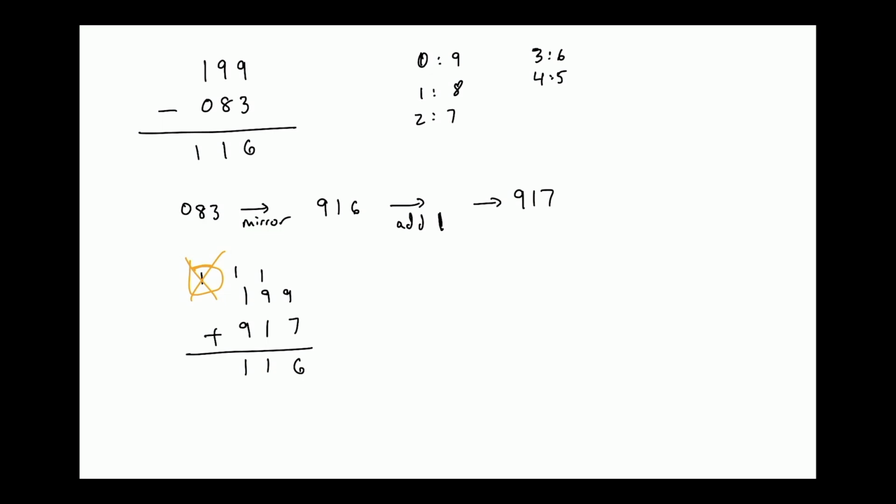Kind of clever. This magic trick is not just pulled out of thin air. Well, maybe it is, it's a magic trick, so I've got to pull something out of thin air. What I have done here is this mirrored version is called the nines complement. And when I add 1 to that, that's called the tens complement.